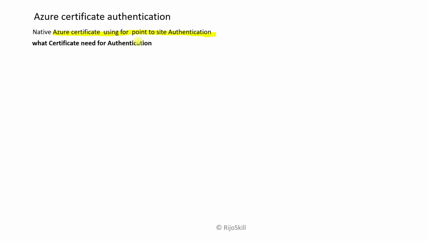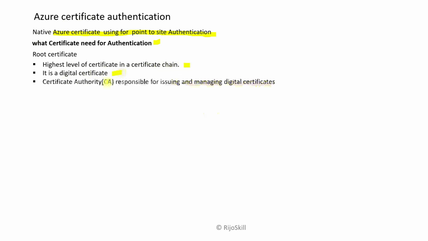So what certificate is needed for the authentication? Very important. You need a root certificate. So what does root certificate mean? It is the highest level of certificate in the certificate chain, and it is a digital certificate, and the certificate authority is responsible for issuing and managing the digital certificates. So the purpose of using this certificate: coding, signing, and encryption. Okay, so first we need the root certificate.